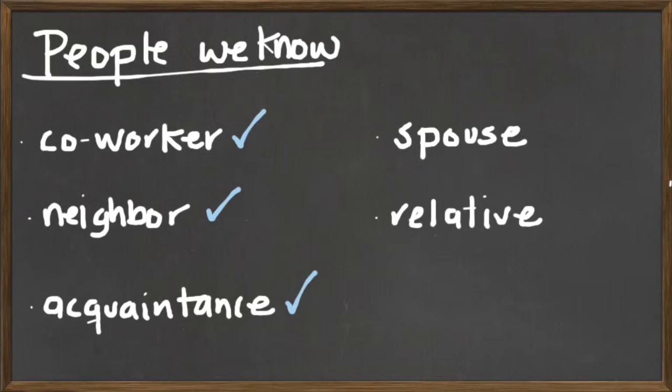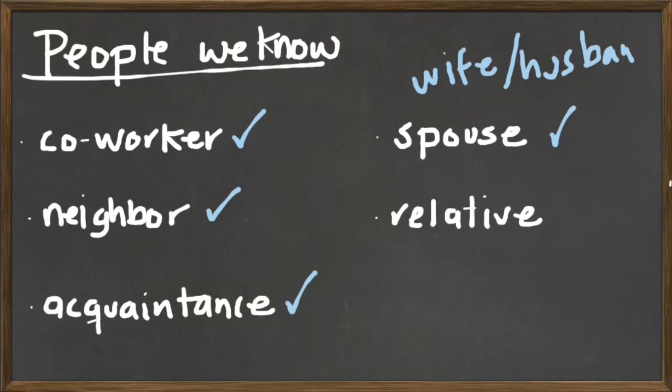The next one would be spouse. Your spouse is either your wife or your husband. Yes, that is the person you married and the person you live with. So it can be for a woman or for a man. So it has no gender.